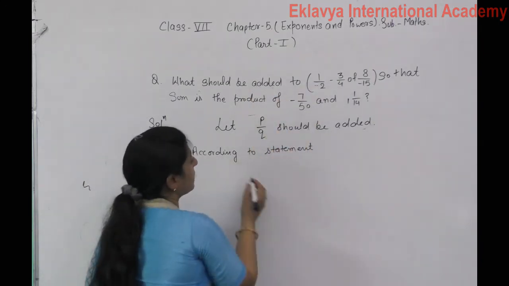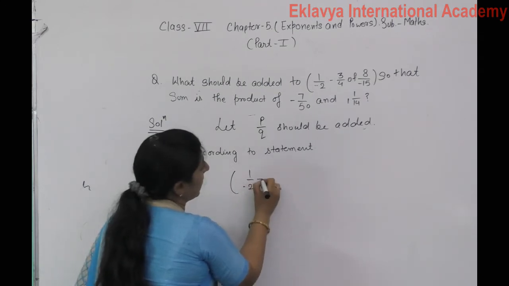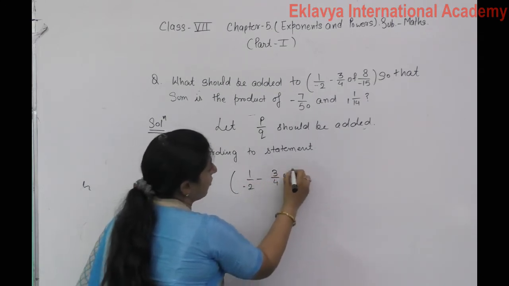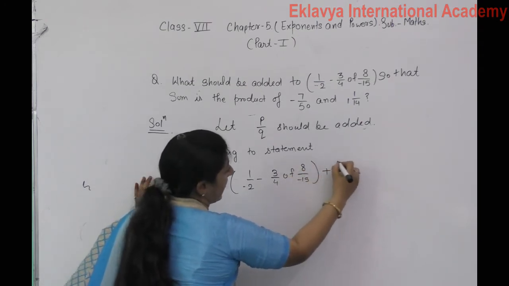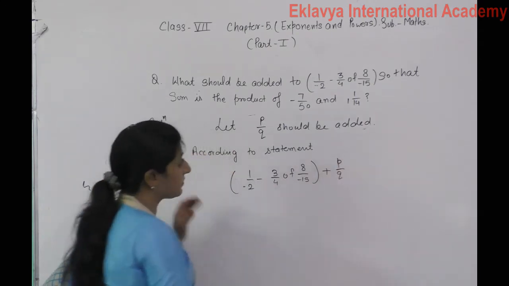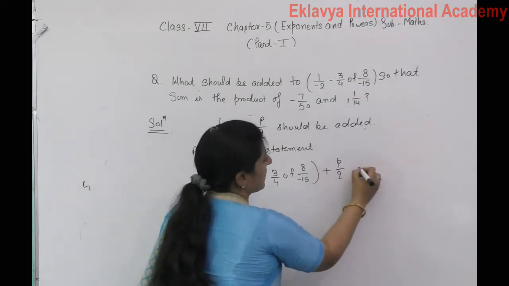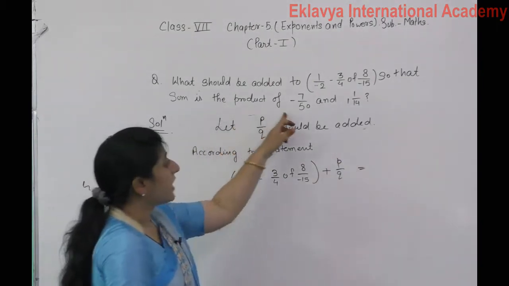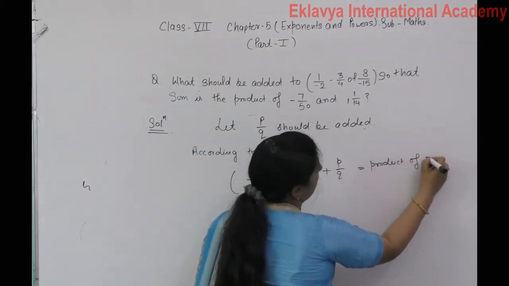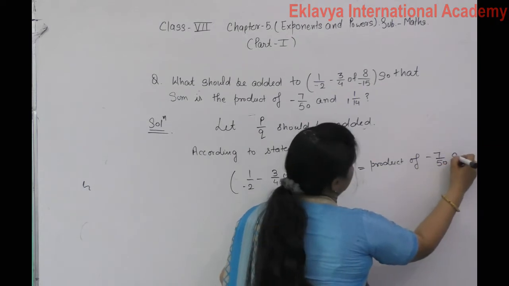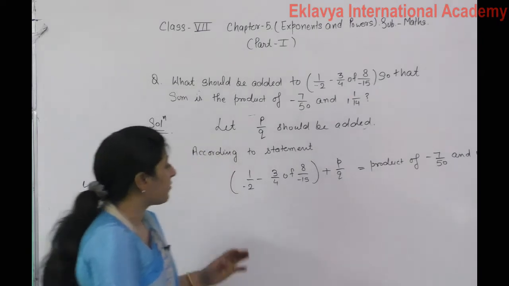what should be added to this? It means in this, 1 upon minus 2 minus 3 by 4 of 8 upon minus 15, if we add P by Q, then the sum of these two rational numbers is the product of minus 7 by 50 and 1 by 14. It means we have to solve this.